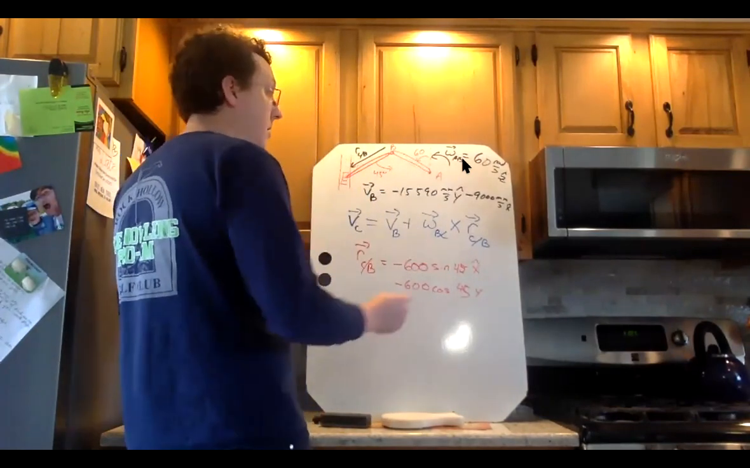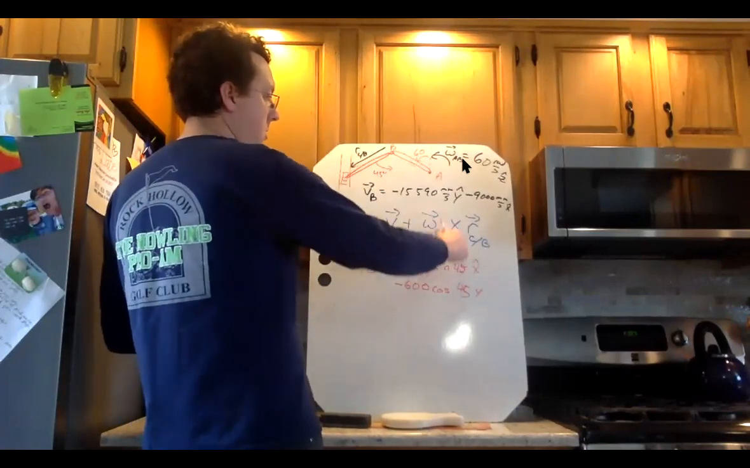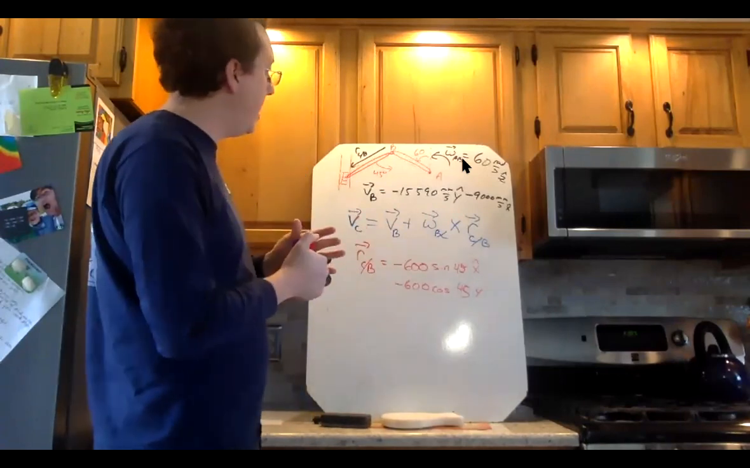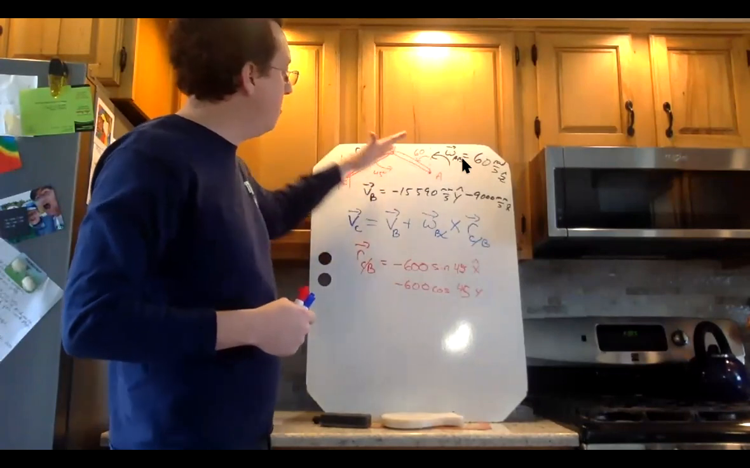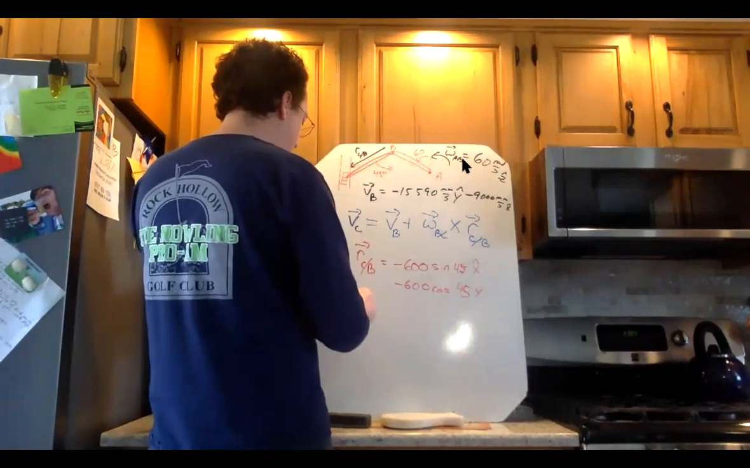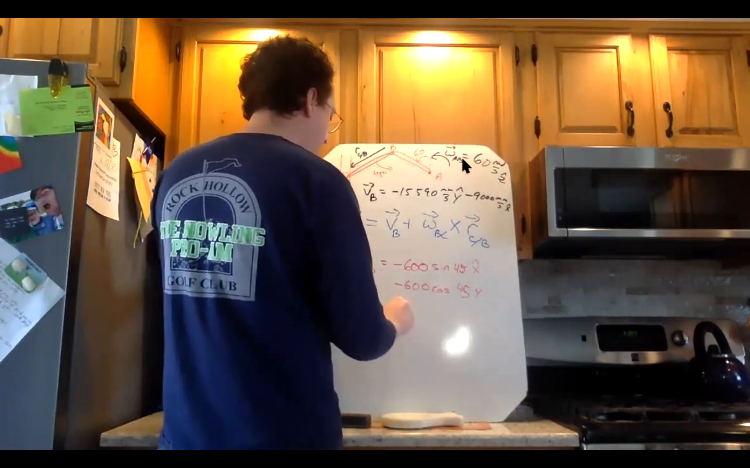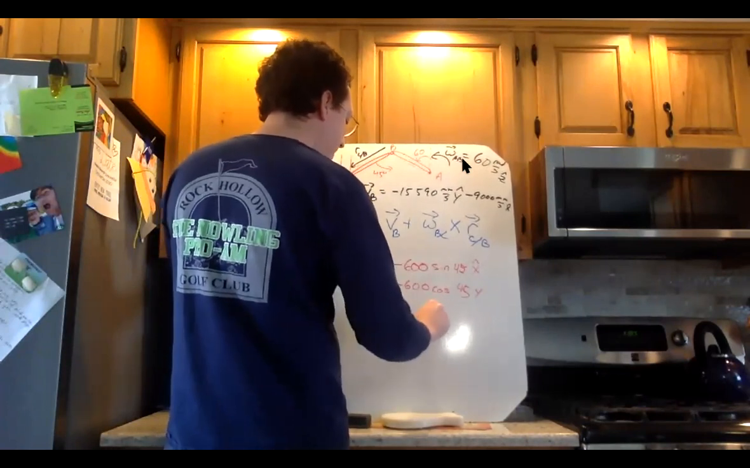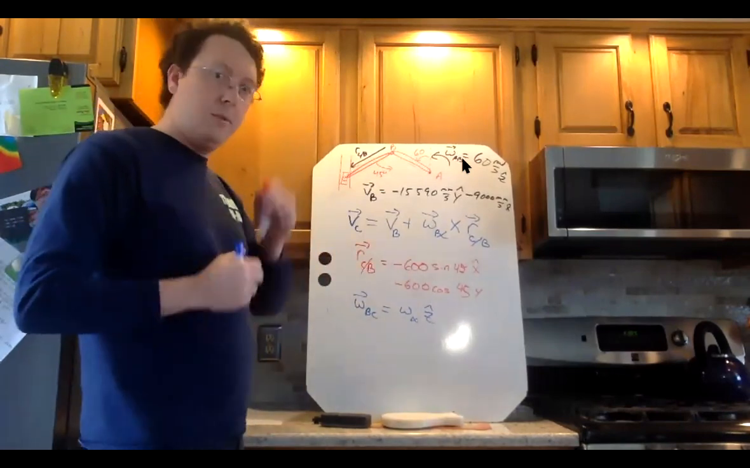Okay, so that's this guy. I don't know omega, but I do know the way I defined my angles. I can just think of omega as being some number times z. So I can say omega BC is just some number, omega BC times z hat.